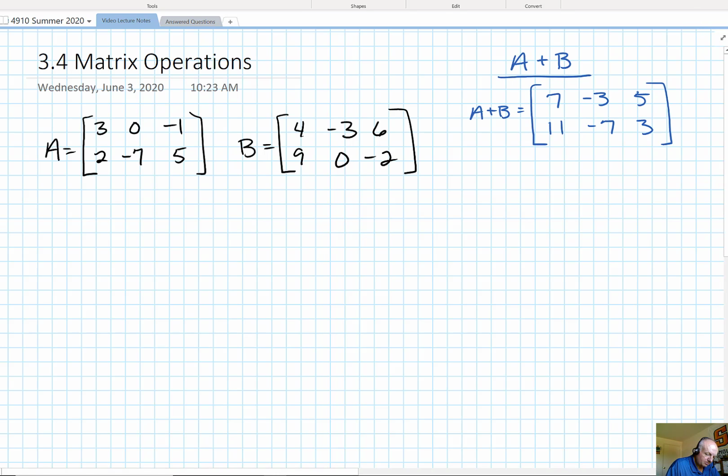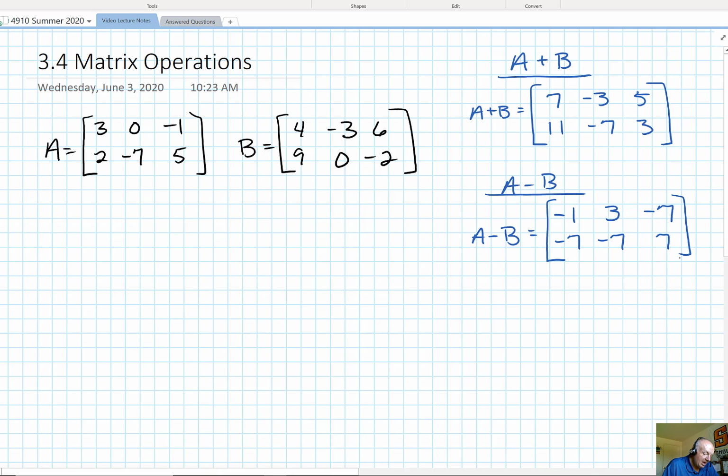So then if we look at subtraction, subtraction happens the same way, thank goodness. The new matrix A minus B is just going to be the corresponding A entry minus the corresponding B entry. 3 minus 4. 0 minus a minus 3, right? So that's going to become 0 plus 3. Minus 1 minus 6. 2 minus 9. Minus 7 minus 0. And 5 minus a minus 2.